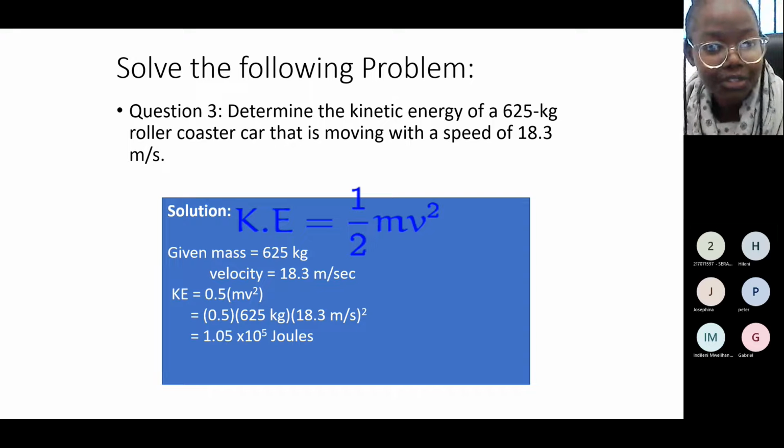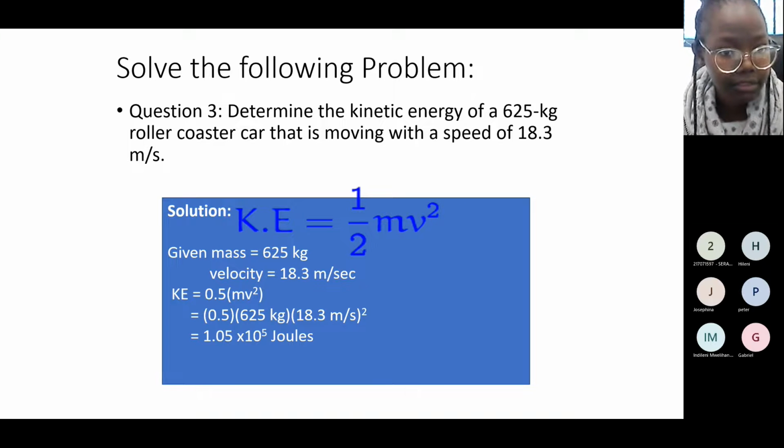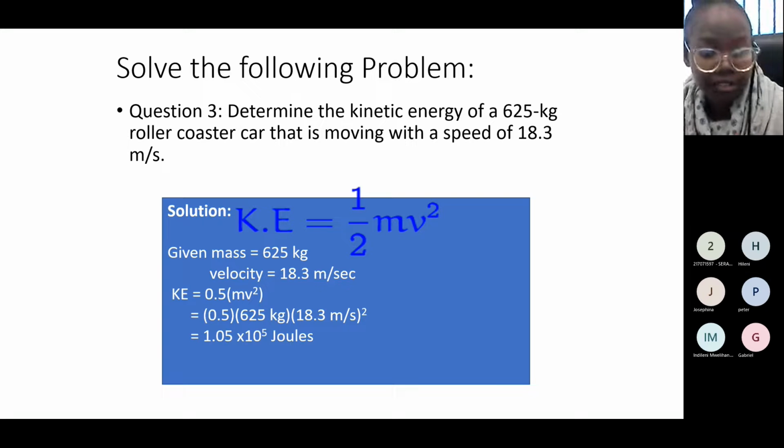Yes, thank you so much, Sarah. So the question is asking you to determine the kinetic energy of a roller coaster car with a mass of 625 kilograms, moving at a speed of 18.3. Using the same problem-solving skills, you identify the unknown and all the information that you are given, and you insert that back into the equation. You use the formula for kinetic energy and you get your kinetic energy in joules. In some cases, you'll be asked to get it in kilojoules, so you should know the SI unit conversions at this point.